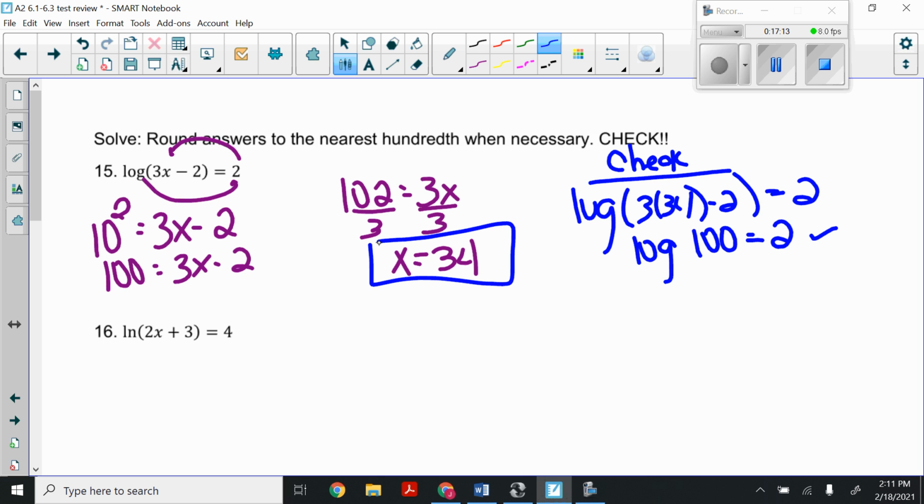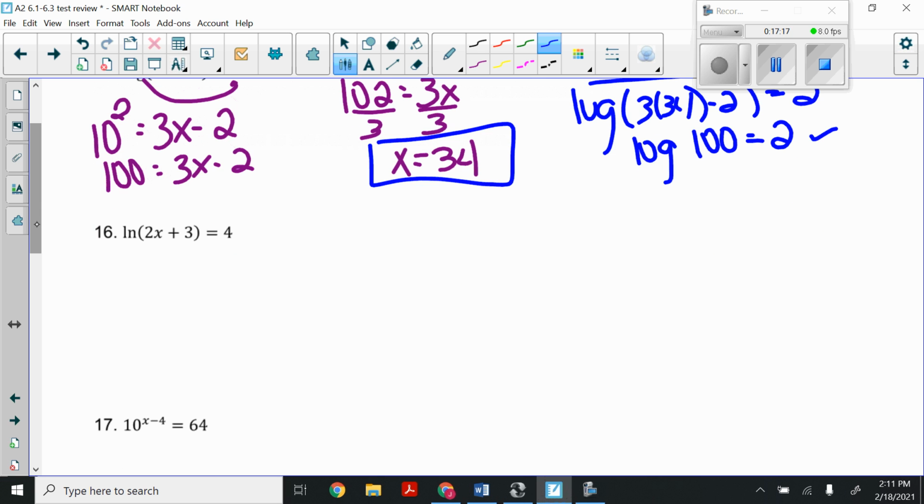Number 16, the natural log of 2x plus 3 equals 4. Again, change to an exponential, but this time, since it's a natural log, my base is e, so it's e to the 4th equals 2x plus 3.